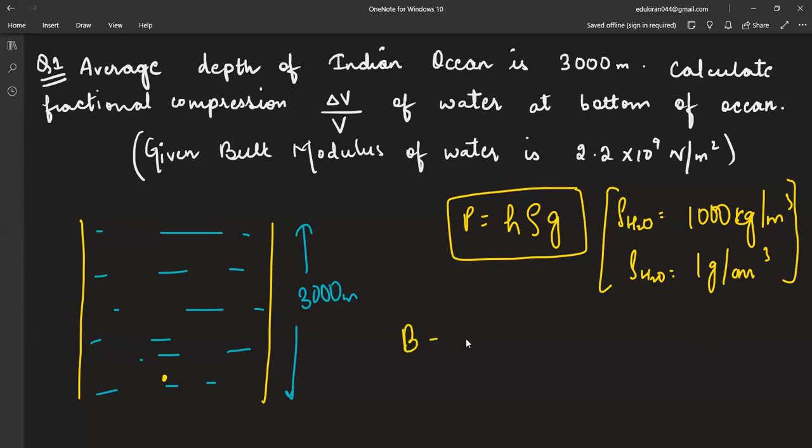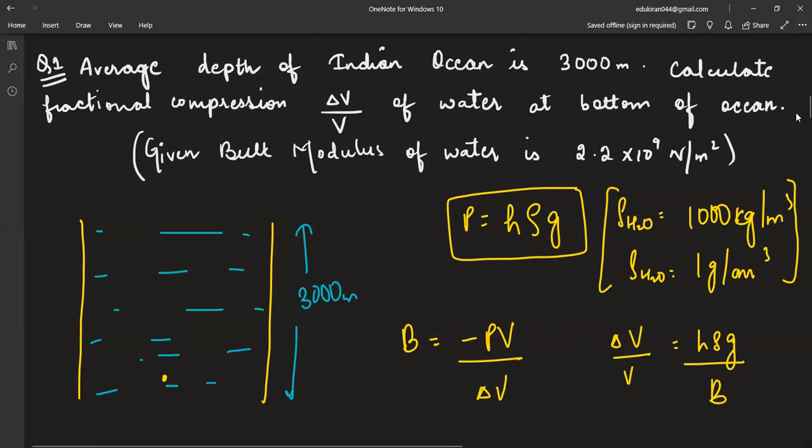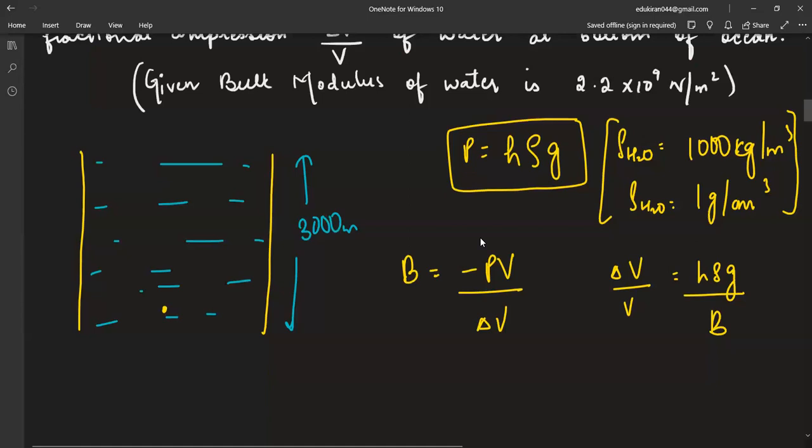Now see, bulk modulus was what? Minus P by delta V by V. Now we have the formula. So delta V by V is actually equal to h rho g divided by bulk modulus. This is what we had to calculate. See, pressure we have kept from here.